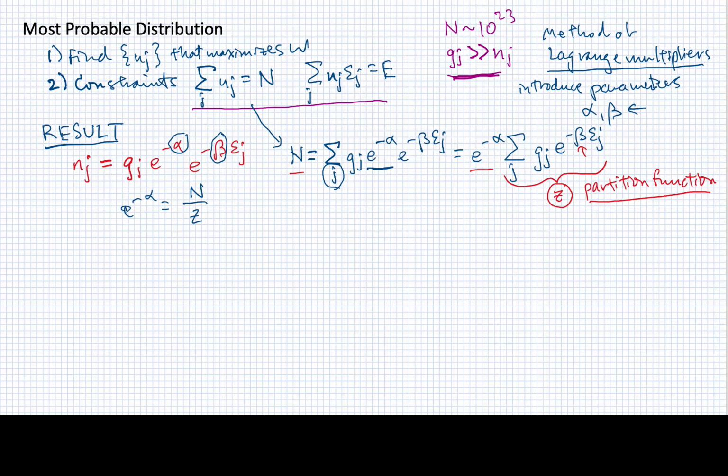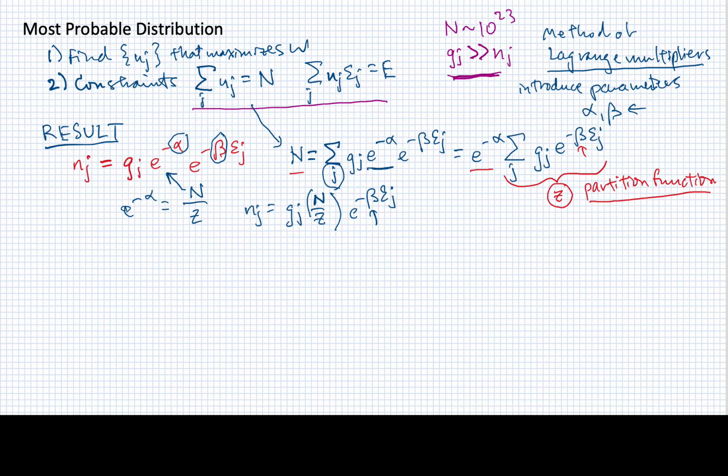All right, well, this is a nice compact thing. What if I now substitute this into the formula that I have for this most probable distribution? Now I have that the population of the jth level is given by the degeneracy of the jth level times N over little z times e to the minus beta Ej. At this point, I'm going to leave it here, but eventually what we're going to do is solve for the other parameter, beta.